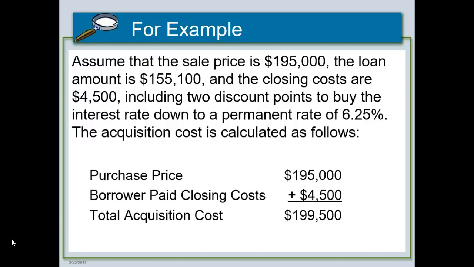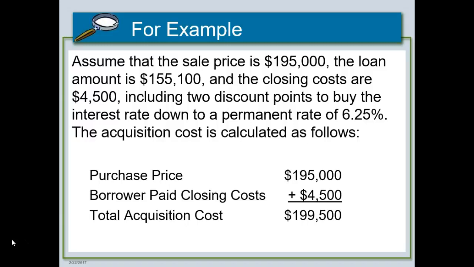Acquisition costs, $199,500. It says including. Make sure you pay attention to where it says including or excluding the discount points. It said including, meaning it's already there. So you don't need to calculate the discount points. If it would have said excluding, whatever you guys are coming up with would have been the answer. Got it? So again, a lot of the math problem is just reading it right. What is it that they're really asking me?